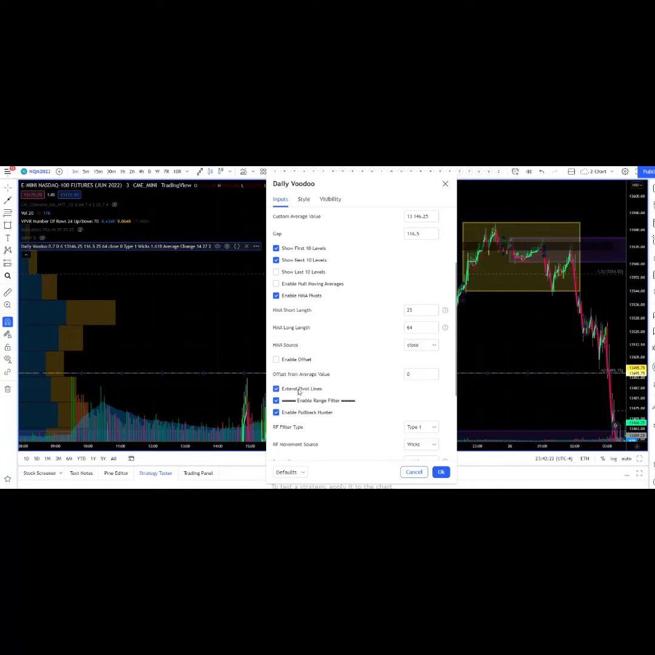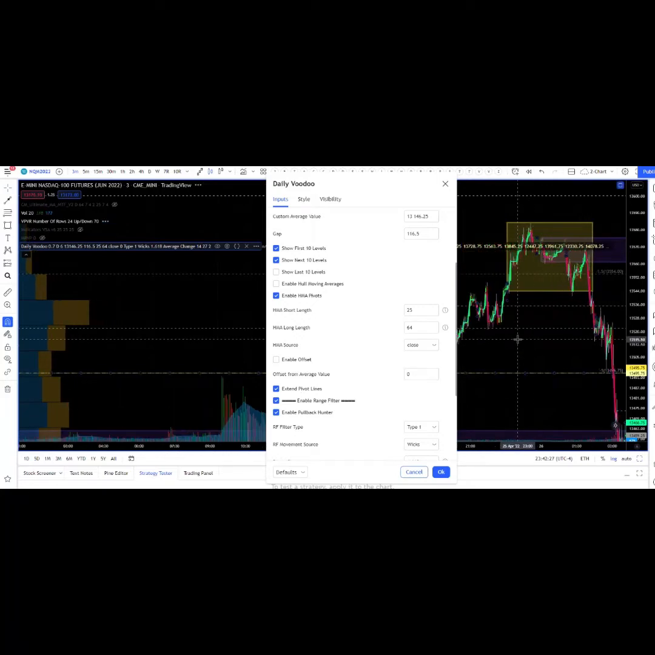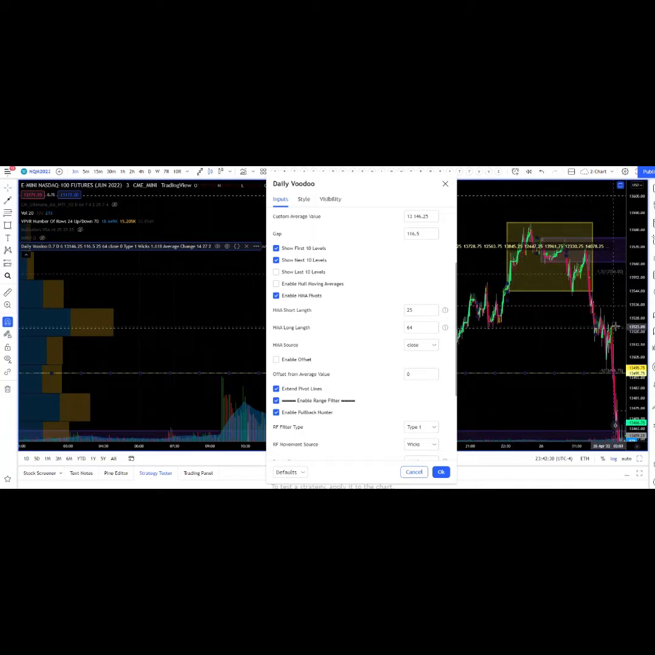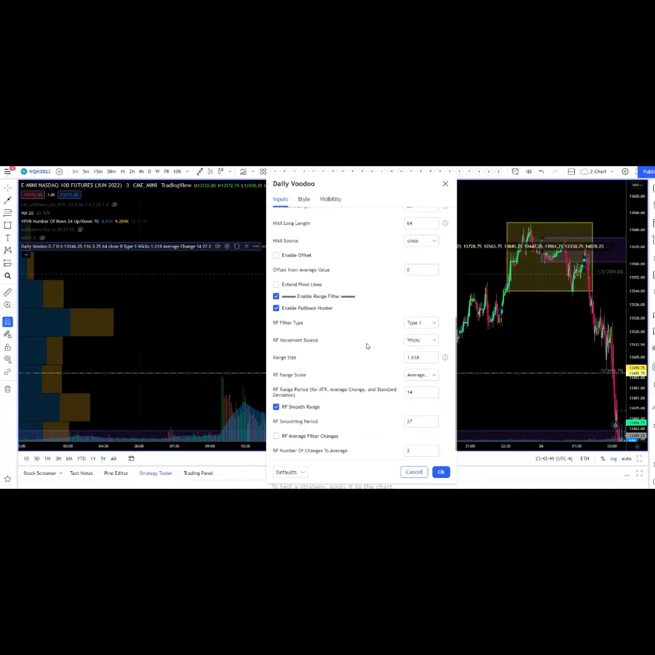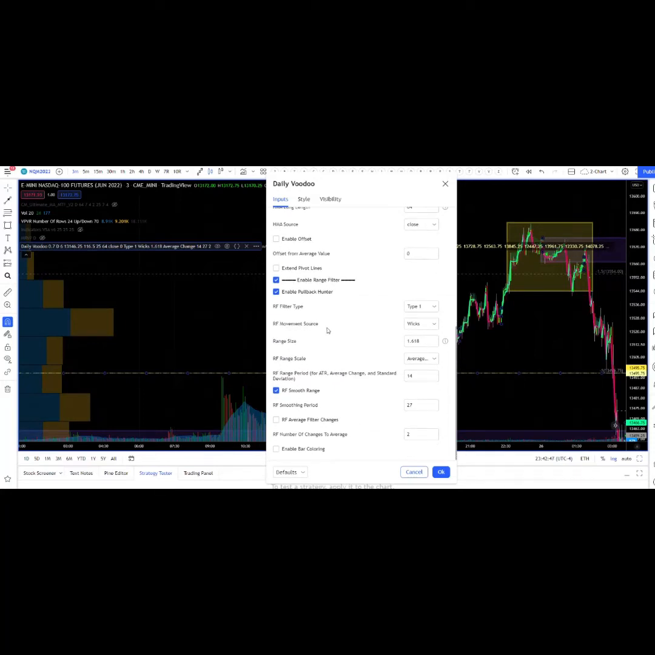You can extend the pivot lines. It gets pretty busy, but you can find some really nice pullback entries like here, for instance, and you can tell that this is going to be an area that is going to be defended. So it can kind of help make sense of some of the in-between levels. I'm not going to put it on there right now because that's not really what we're going to talk about. The one that I really want to pay attention to is this new range filter.